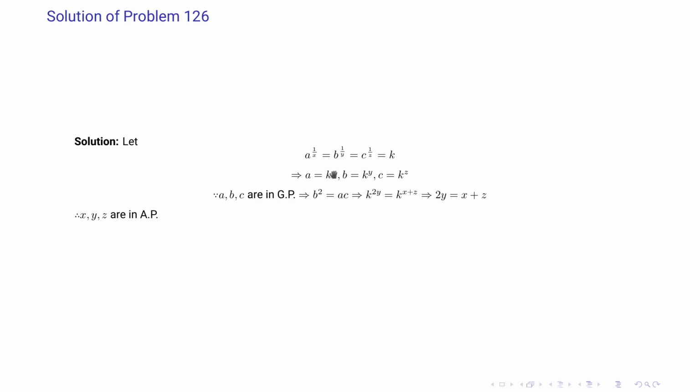So a becomes k to the power x, b becomes k to the power y, and c is k to the power z. Now given that a, b, c are in GP, so b square is equal to ac. That is k to the power 2y is equal to k to the power x plus z. So we can say that 2y is equal to x plus z, and therefore x, y, z are in AP.